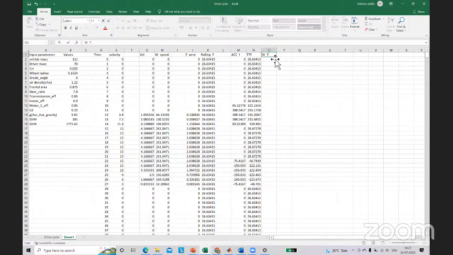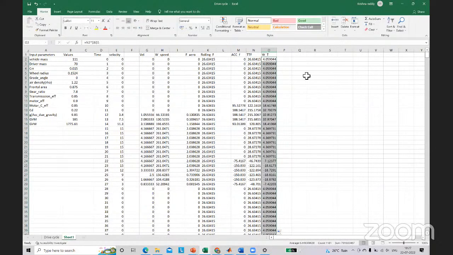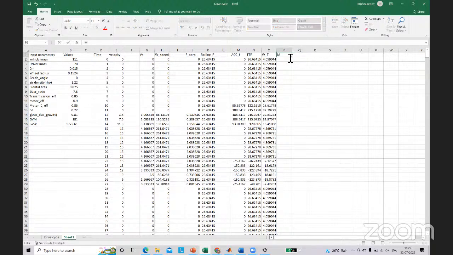Now we'll calculate the wheel torque. Wheel torque, force into meter, that is Newton meter, is the total tractive force multiplied with the wheel radius, bringing out the dollar symbol here, and enter. Once you know the wheel torque, we can go for estimating the motor torque and the motor speed. So here, motor torque.